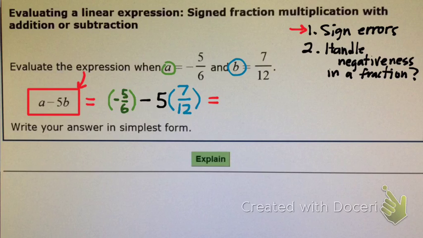Yeah. Multiply 5 times 7/12. All right. And why did you multiply first? Order of operations. Order of operations, exactly.